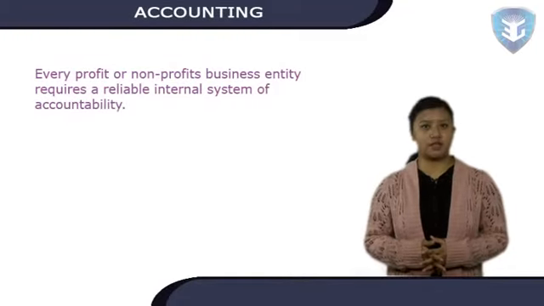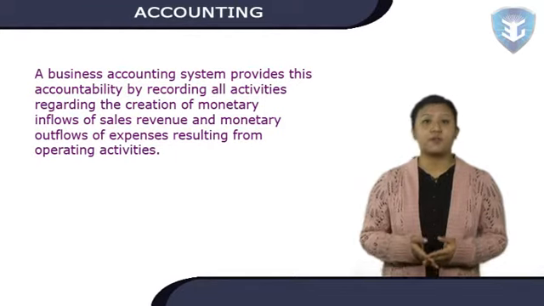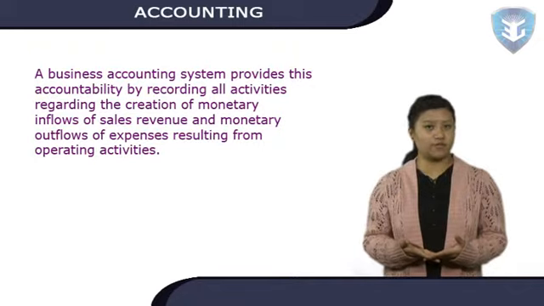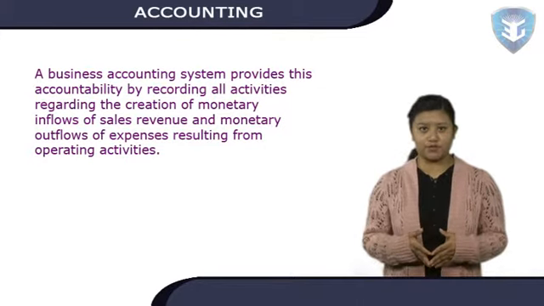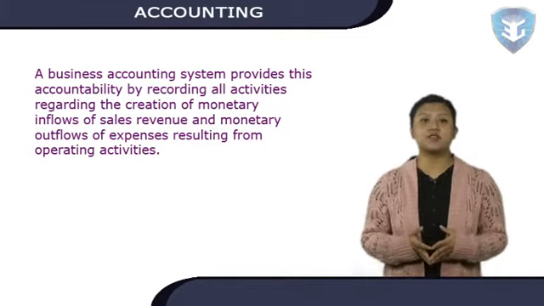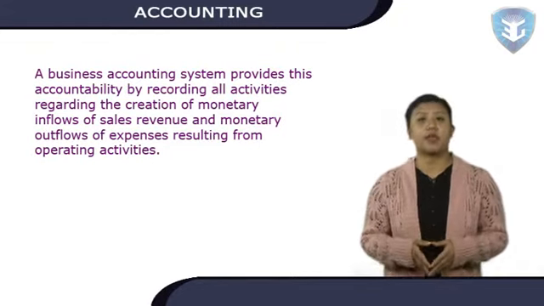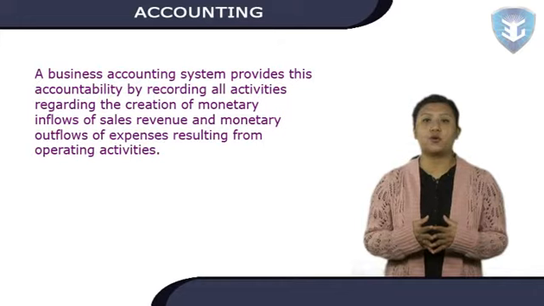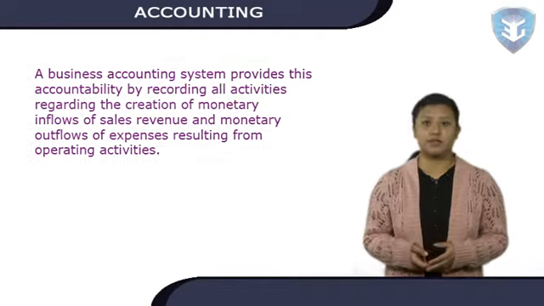Let us start with a brief introduction. Every profit or non-profit business entity requires a reliable internal system of accountability. A business accounting system provides this accountability by recording all activities regarding the creation of monetary inflows of sales revenue and monetary outflows of expenses resulting from operating activities. The accounting system provides the financial information needed to evaluate the effectiveness of current and past operations. In addition, the accounting system maintains data required to present reports showing the status of asset resources, creditor liabilities, and ownership equities of the business entity.